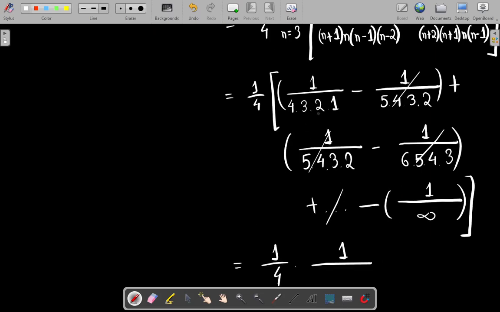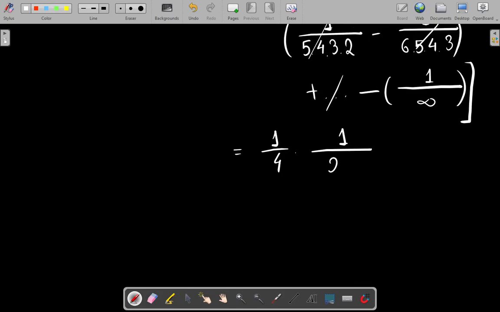This is 4 factorial, right? So 4 factorial is 24. Okay, so the sum now becomes 1 upon 96. So this is the required final value of the sum.